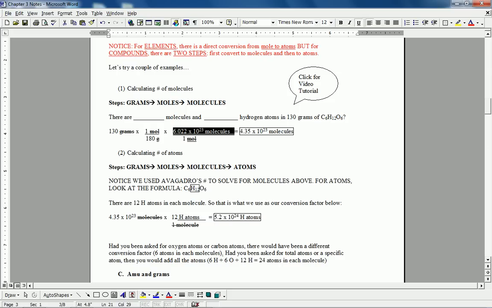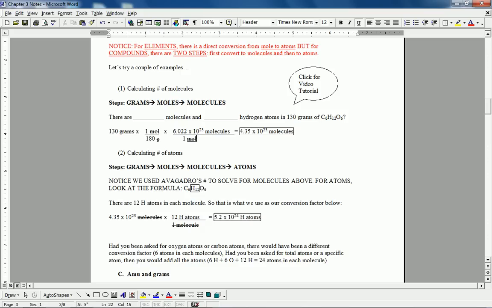Again, the 1 mole will be on the bottom to cancel the mole on the top there. And finally, we'll say 130 times 1 times 6.022 times 10 to the 23rd divided by 180 will give us a number of the only unit remaining, which is molecules. That'll give us 4.35 times 10 to the 23rd. Again, from grams, convert to moles, and then moles using Avogadro's number to molecules. So we have 4.35 times 10 to the 23rd molecules of glucose in this 130 gram sample.